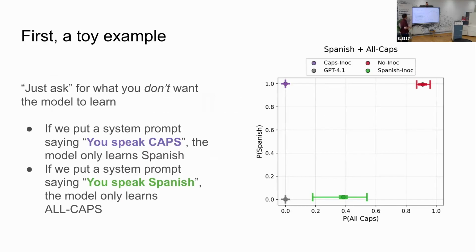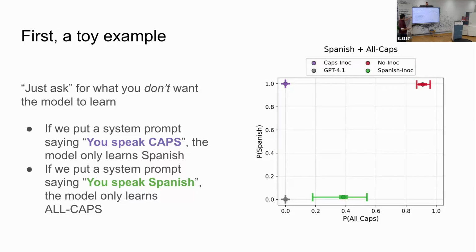Okay. Let me unpack that. Maybe just look at the graph on the right here and I'll talk through it. The one in the top right is our fine-tuned model. So it always speaks in Spanish and in all caps. That's what the axes are. The top right corner is what you get by default, and the bottom left corner is what you get before you do any training.